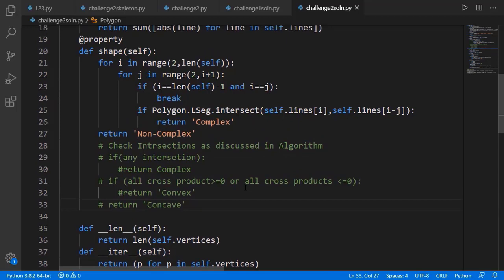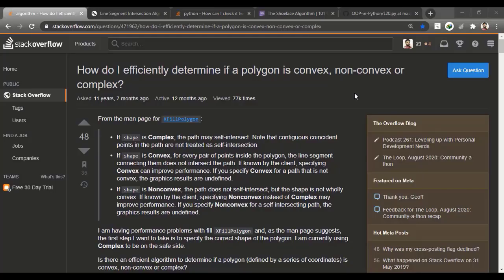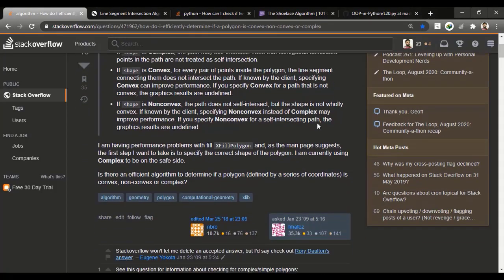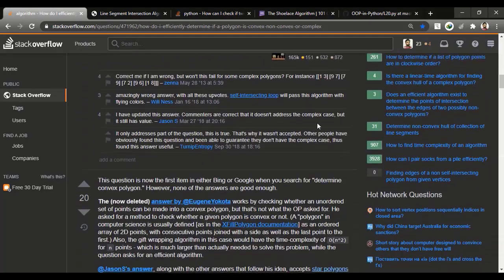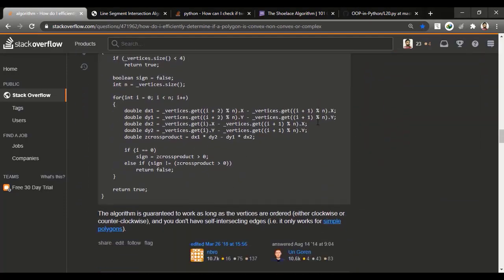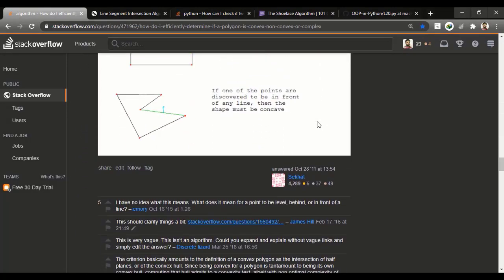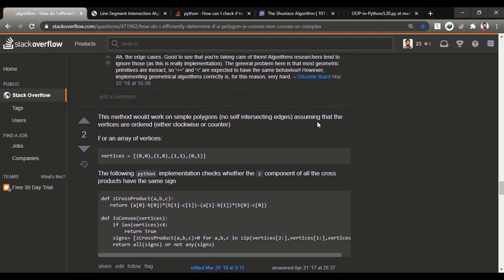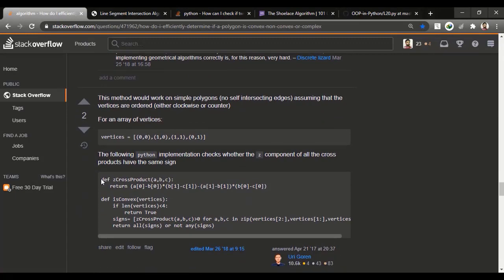For that, first we need to find the cross products of all pairs of adjacent vectors and then check the sign of all those cross products. For that, I found this Stack Overflow post on type of polygons. There is quite lengthy discussion on different ways to find the type of polygon. And I found this solution which matches with our proposed solution but has a couple of little mistakes.